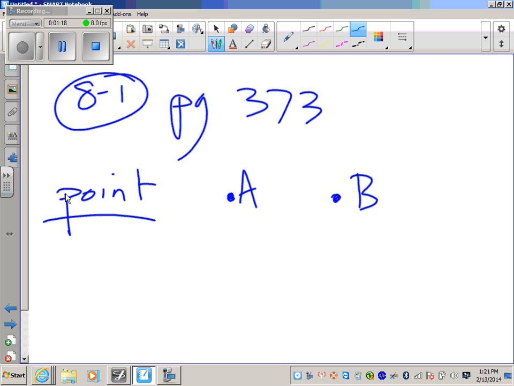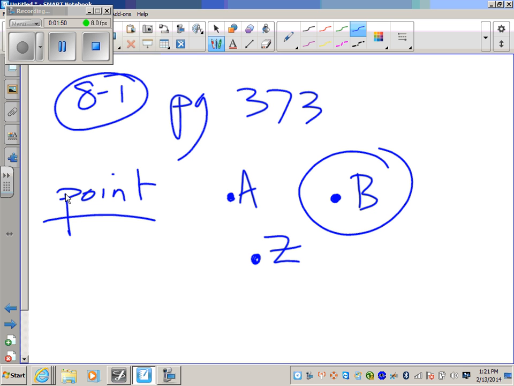Points are just like this. It's represented by what looks like a period and labeled with a capital letter. So you could have point Z as another possibility, based on what you're working with. But it's a location in space. Not space like outer space, but anywhere it would be like space, like open space.